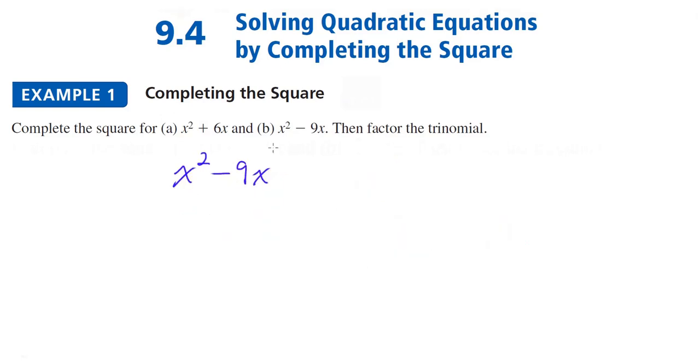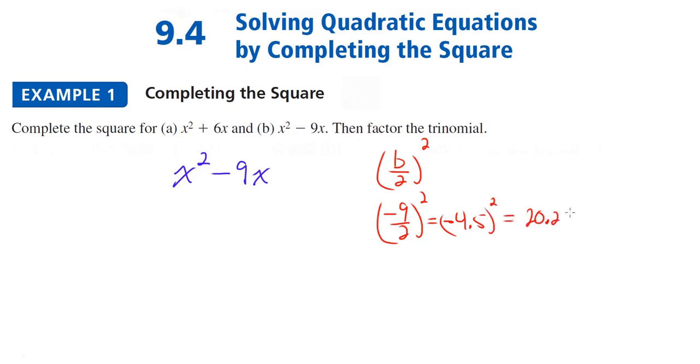All right, so let's take a look at example B, x squared minus 9x. So we want to add our c value here. Remember, all we need to do is take our b value, divide it by 2, and then square it. So our b value here is negative 9. So negative 9 divided by 2 is negative 4.5. And negative 4.5 squared is 20.25. So this becomes the c value that we're going to add right here.